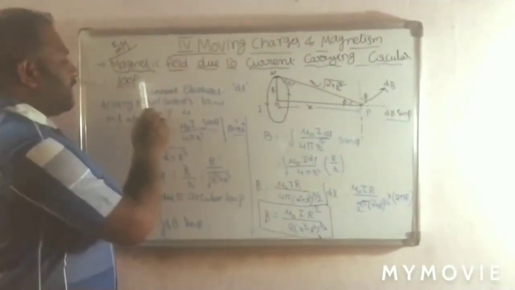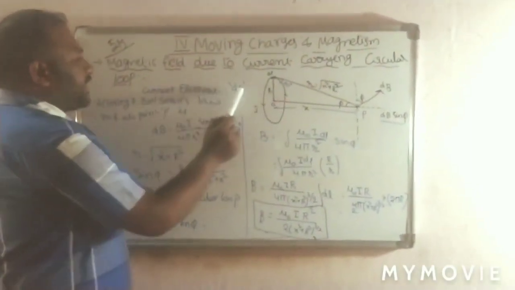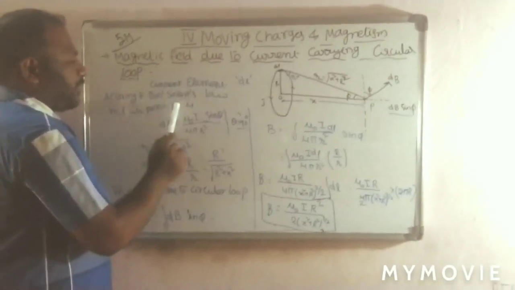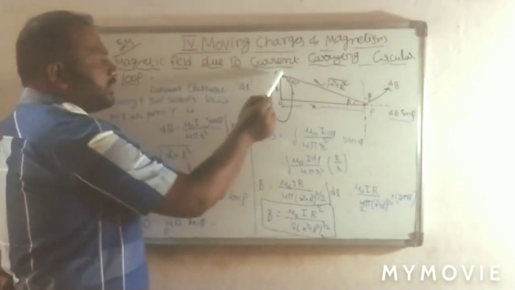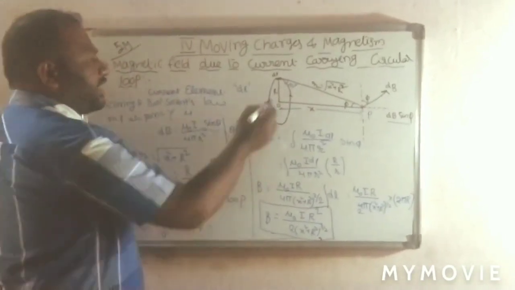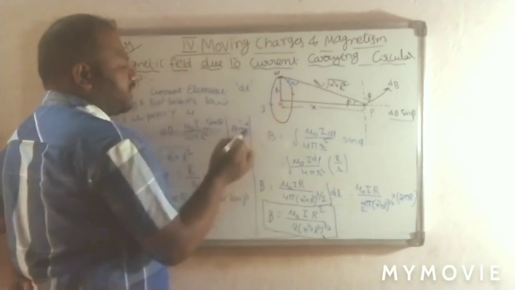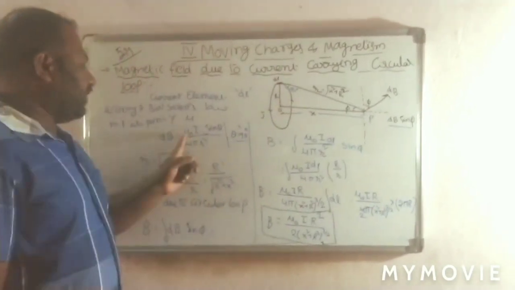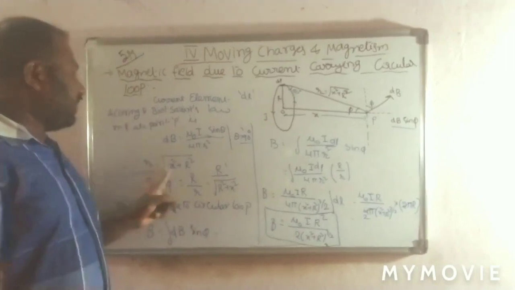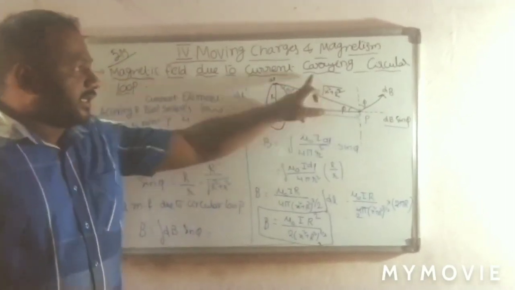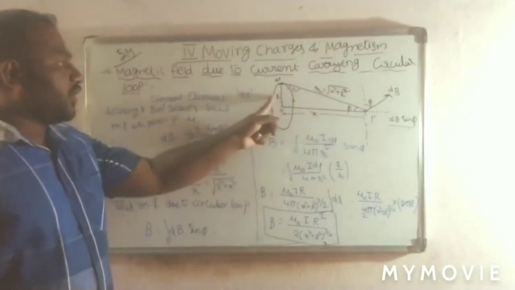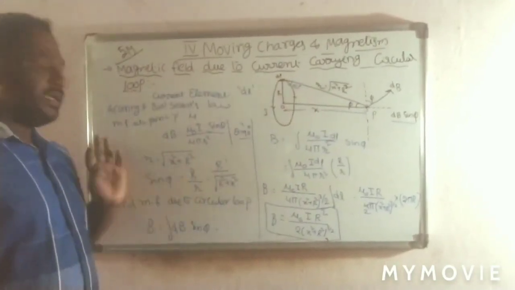Now see, the current element is taken as dl. According to Biot-Savart's law, the magnetic field at point P is mu naught I by 4 pi r square into sin theta, where theta is 90 degrees. Now this becomes mu naught I by 4 pi r square, where small r equals, according to the right angle triangle, root of x square plus r square. Sin phi is equal to opposite side by hypotenuse, that is r by small r.